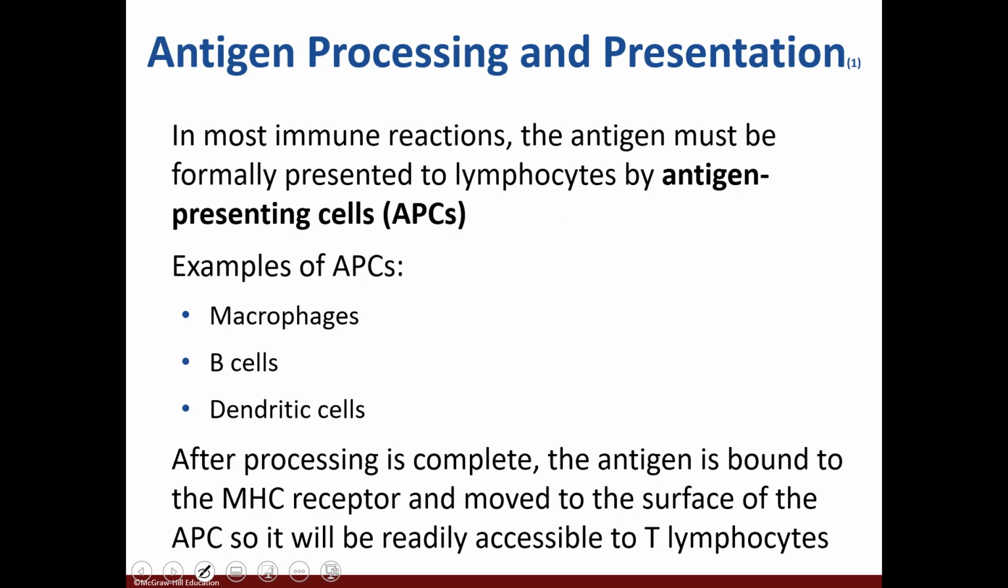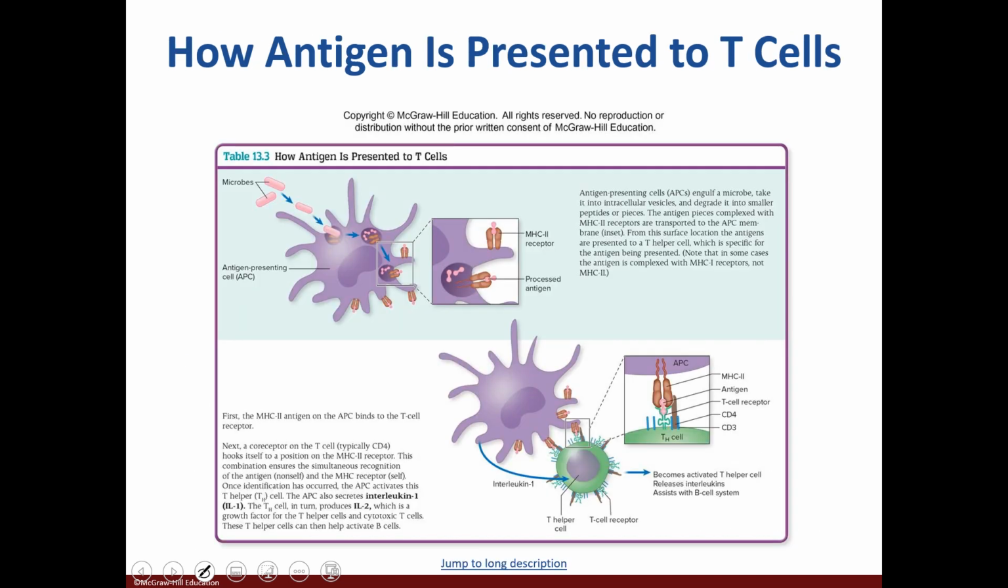In order for our lymphocytes to be activated, they must encounter an antigen. Macrophages, B cells, and dendritic cells are all antigen-presenting cells. They present the antigens on MHC receptors. Here we see a phagocytic antigen-presenting cell that engulfed a pathogen. During phagocytosis, it broke down the antigen into pieces, which it displays in the groove on MHC2.